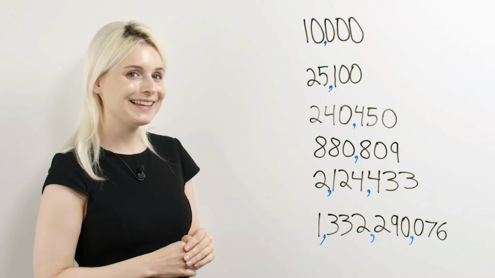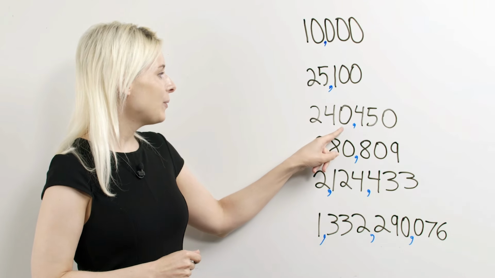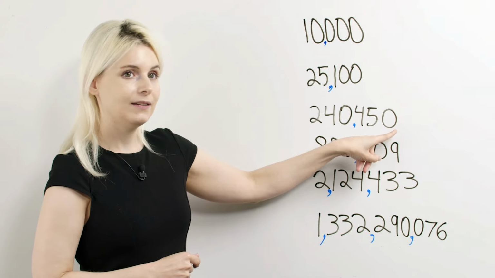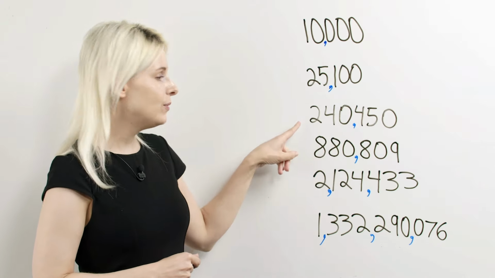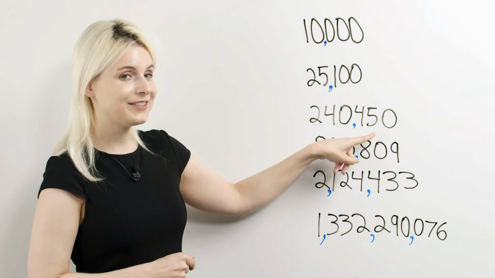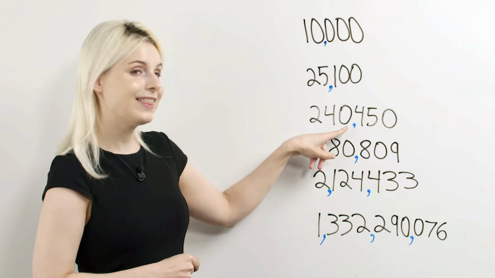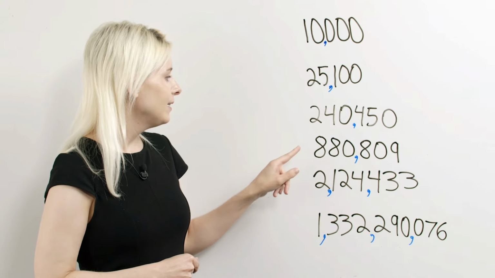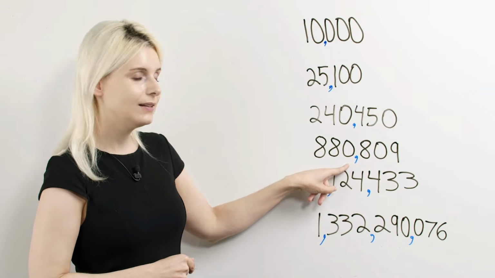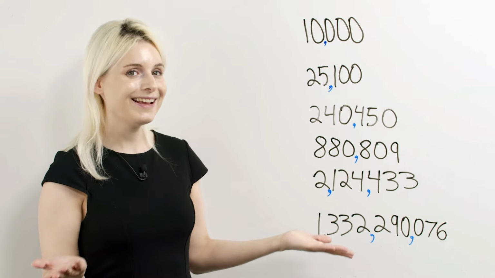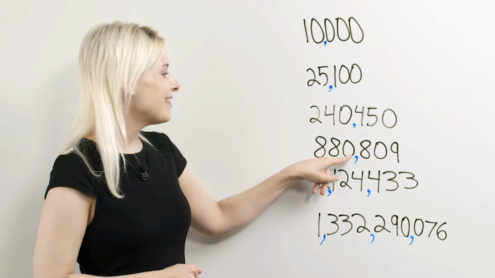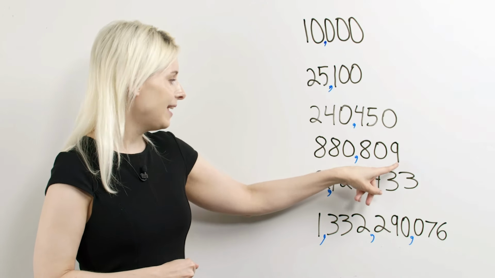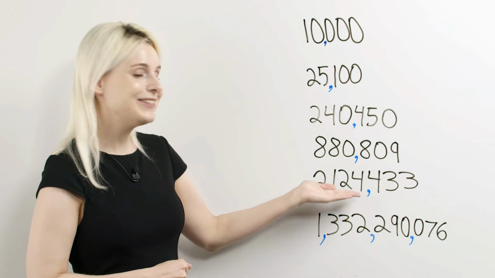Now the numbers are getting a little bigger. 240,450. We know this comma means 1,000. Next in the pattern would be 240,451, 240,452. Let's practice with this number. 880,809. Next in the pattern, 880,810, 880,811.